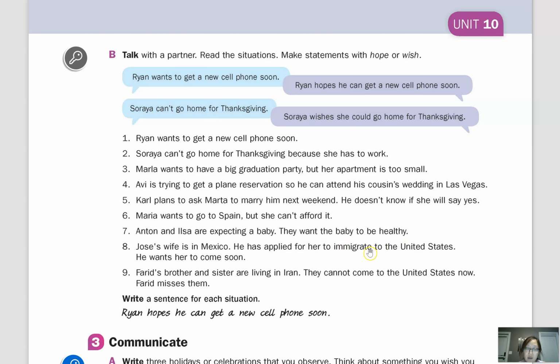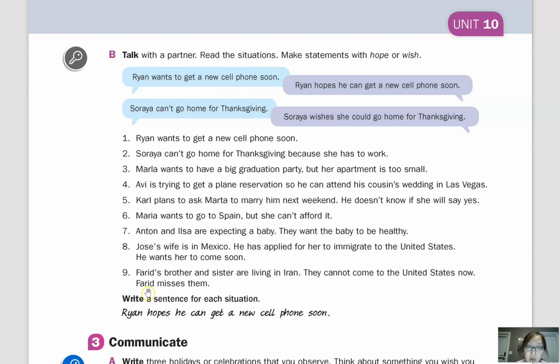Okay? And then number 8. Jose's wife is in Mexico. He has applied for her to immigrate to the United States. He wants her to come soon. Okay, so this is a possibility. Jose hopes his wife can come to the United States soon. Or Jose hopes his wife can immigrate to the United States.